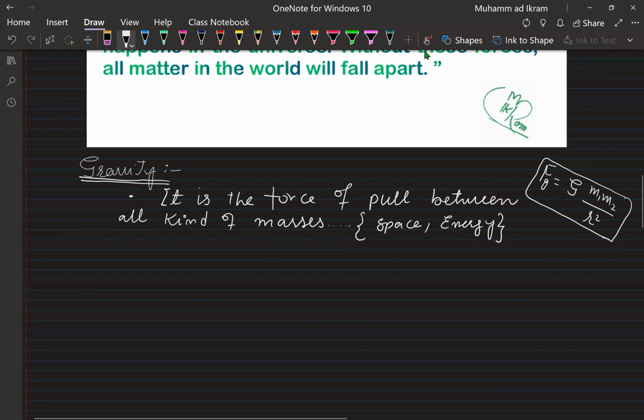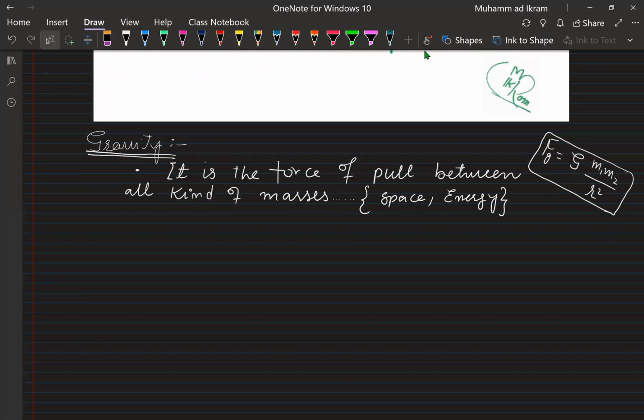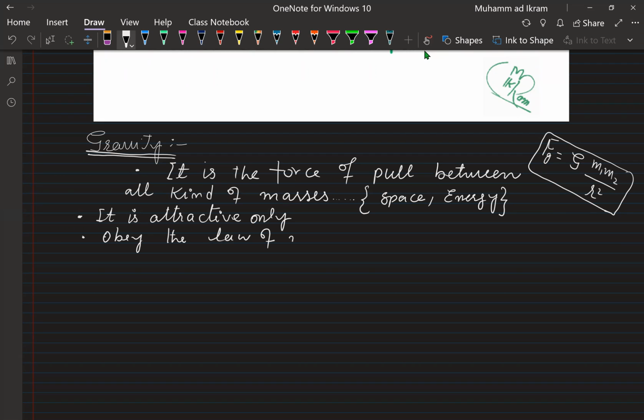But shortly, it is the force of pull between all kinds of masses. Meaning that the gravitational force is attractive only. This force is attractive only. This force obeys the law of product of masses and the inverse square law.